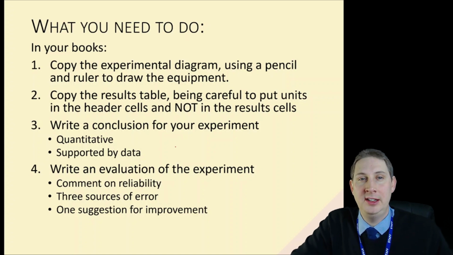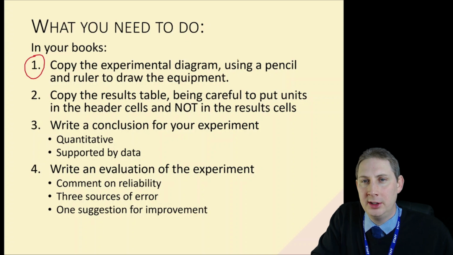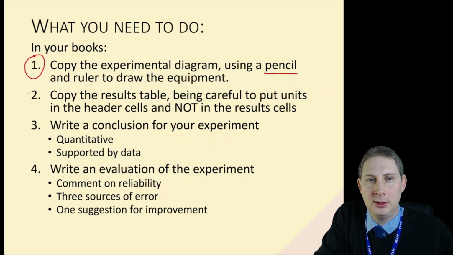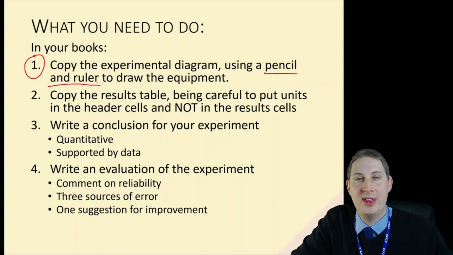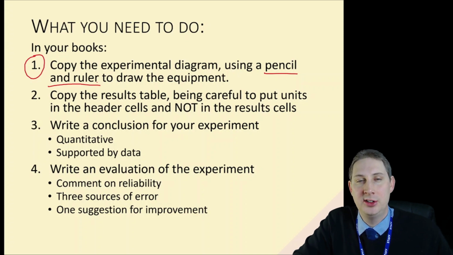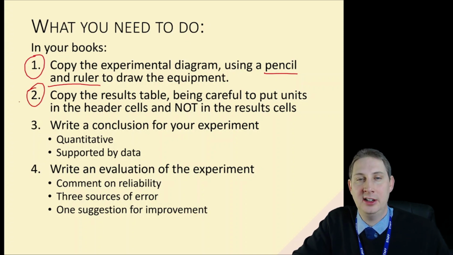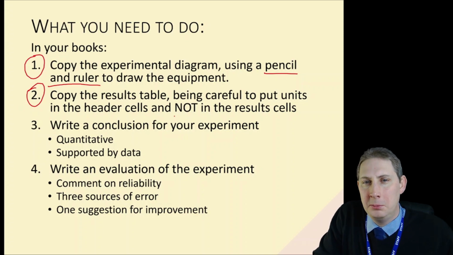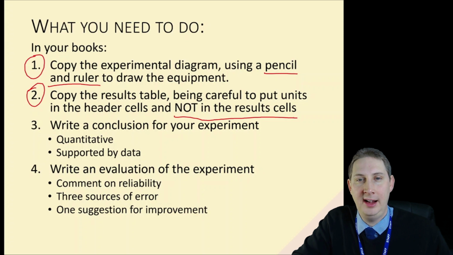So to sum up what you need to do, in your exercise books, number 1, copy out the experimental diagram using a pencil and ruler to draw the equipment, being careful to label it and being careful of all the things I highlighted that are common mistakes students make when drawing that practical equipment. 2, copy the results table exactly as I drew it, with units in the header cells. Do not ever put units in the results cells. Even at GCSE students still do that. No.